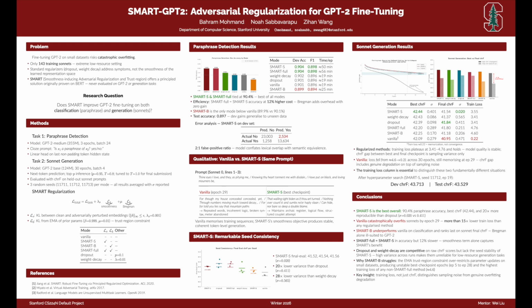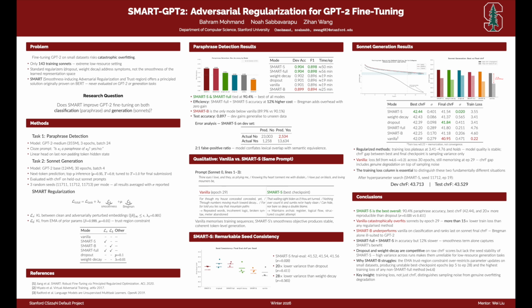First, a smoothness term that adversarially perturbs the input embeddings and penalizes KL divergence between perturbed and cleaned outputs. It basically forces the model to be robust to small input changes. And then the second one is a Bregman proximal term that maintains an exponential moving average of the previous model parameters, and it penalizes drift, so it acts like a trust region constraint.